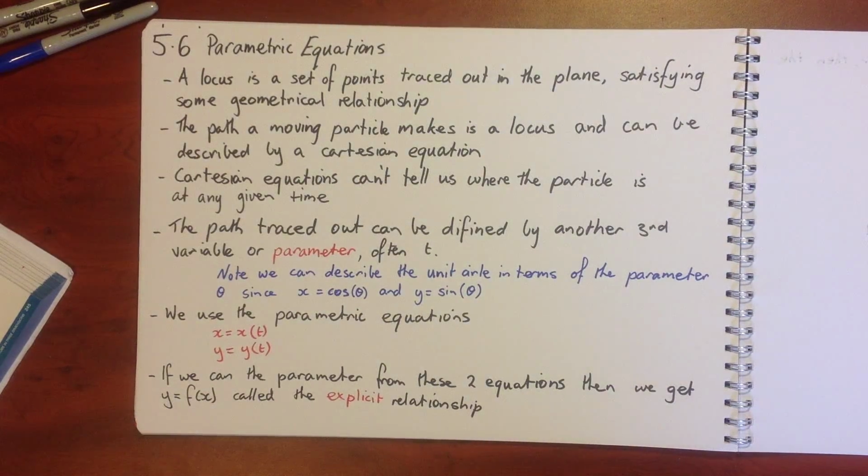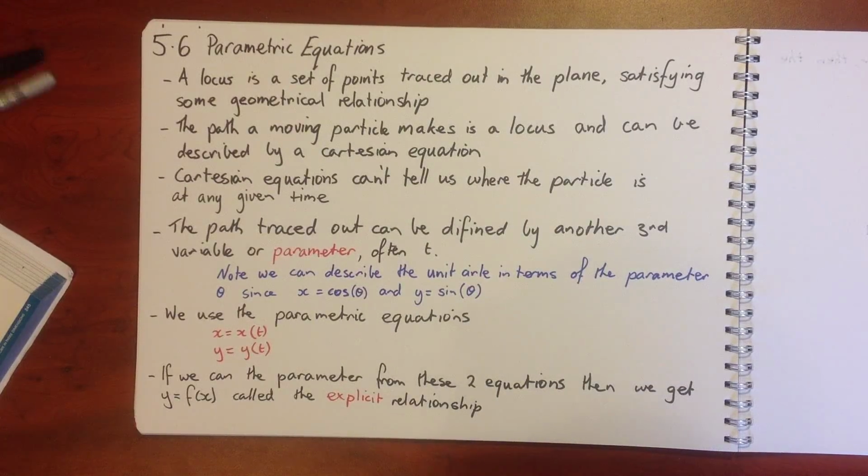Hey, in this tutorial we're looking at section 5.6 on parametric equations. So a locus is a set of points traced out in the plane, satisfying some geometrical relationship. The path a moving particle makes is a locus and can be described by a Cartesian equation. Cartesian equations can't tell us where the particle is at any given time.